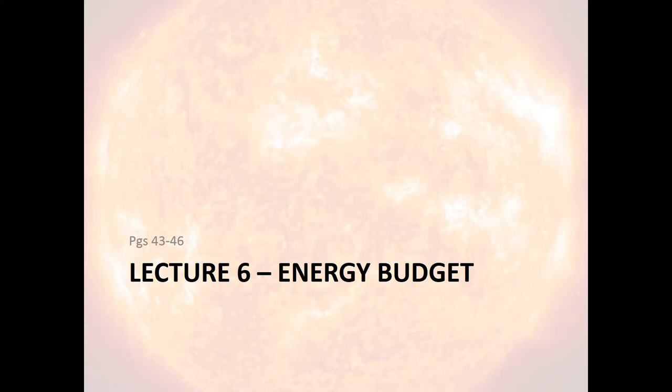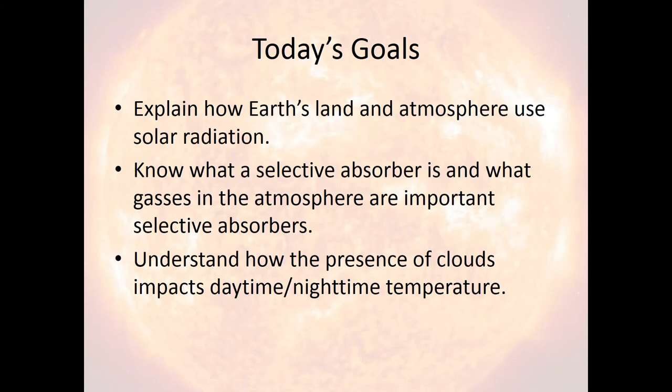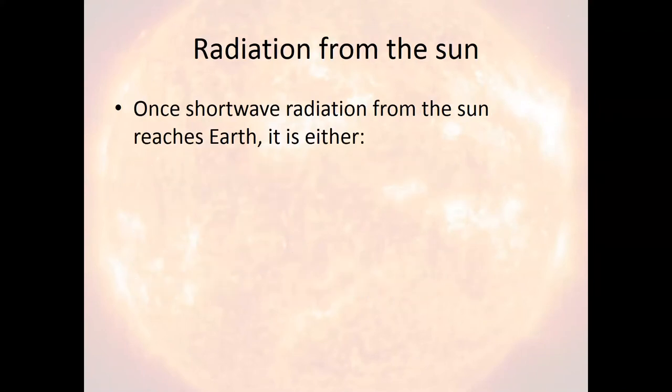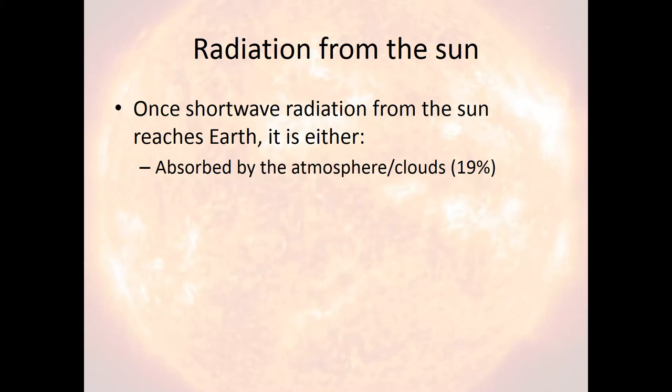And let's begin. So, our first goal is to understand how our land and atmosphere actually use solar radiation. Then we're going to talk about absorption, reflection, emission, and so on. And then we're going to talk a little bit about how clouds impact all of this. So, once radiation from the sun reaches the Earth, it does one of two things. It's either absorbed or it is reflected.